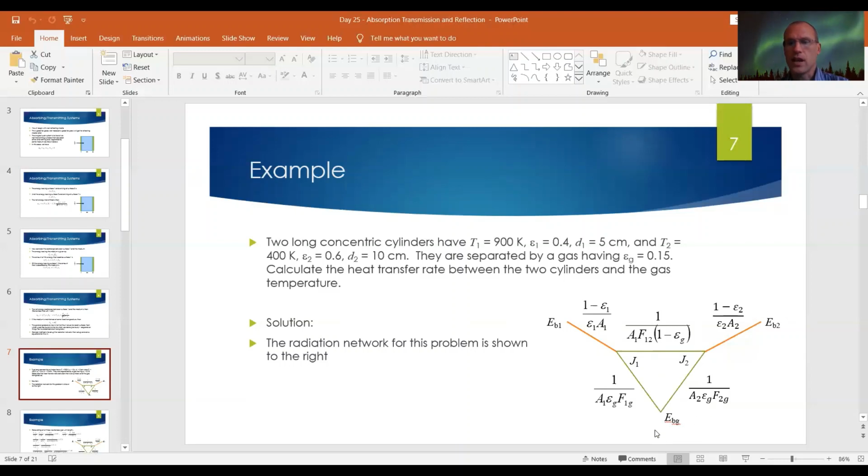And so my gas is kind of like a really big object. It's completely between everything. So I don't need a line here. E_b for the gas is a really big object, so I don't have a line here.